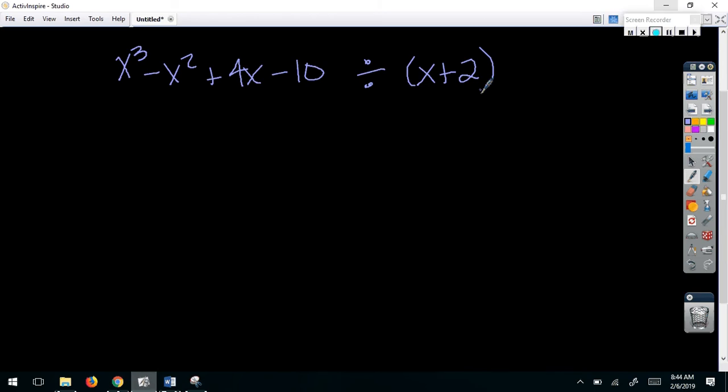Either one works. All right, so I want to set up my synthetic division. What goes outside? Negative 2. Upside down division sign, and now I need all the coefficients. It is imperative that you include placeholders, because if you don't, then it doesn't work. All right, so what are the coefficients?